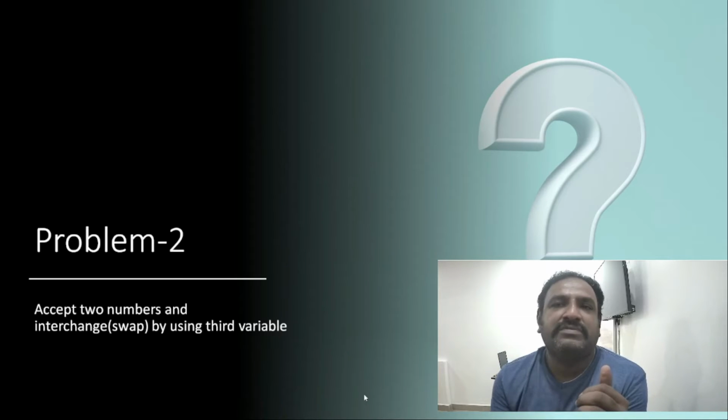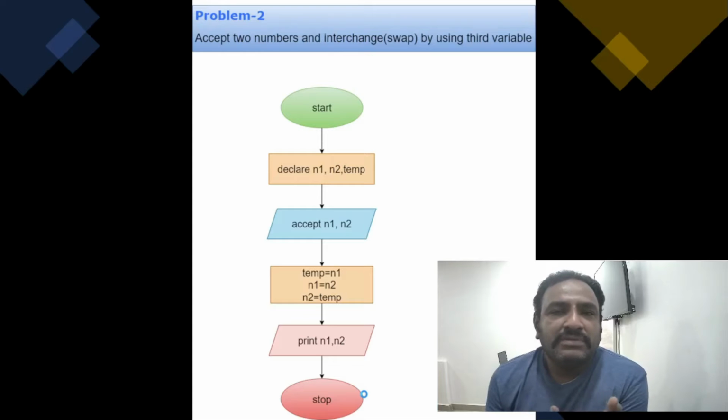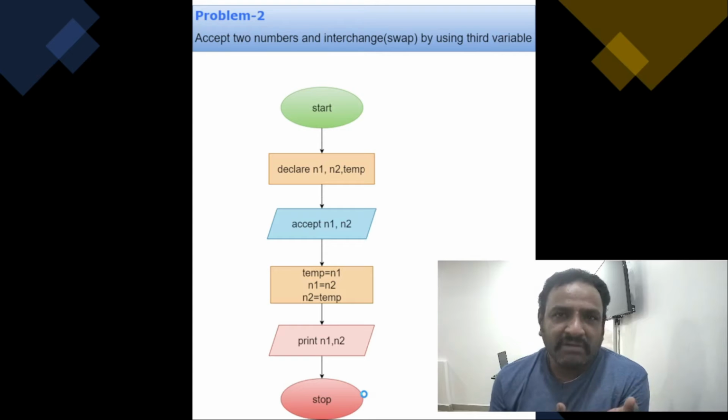Now come to this flow chart. After accepting N1 and N2, for temporary, you can move either N1 or N2. That's as you wish; there is no compulsion to use only temp equal to N1. Based on the first statement, the remaining two statements differ. Whatever value is given for N1 has to be stored in temporary. The second statement: for number one, the expected value is the value of number two. That's why I've given the statement N1 equal to N2.